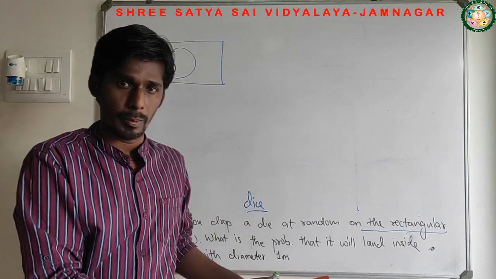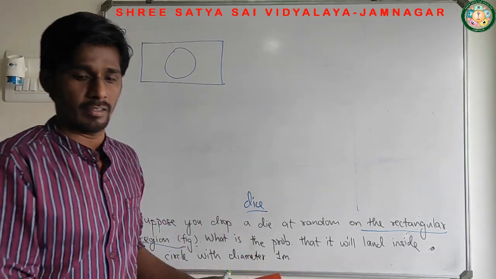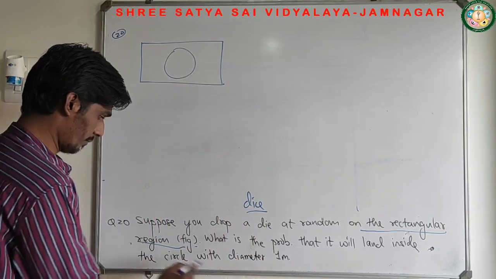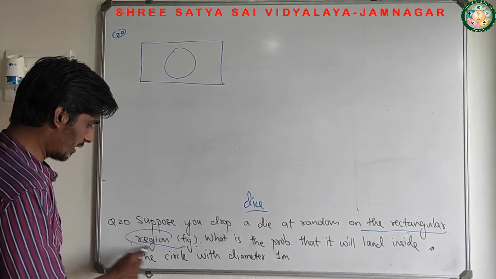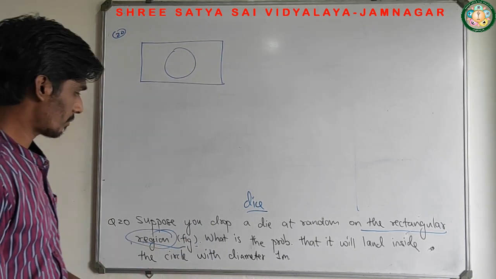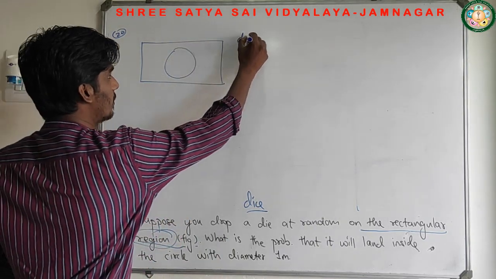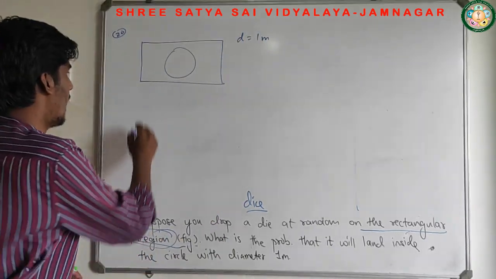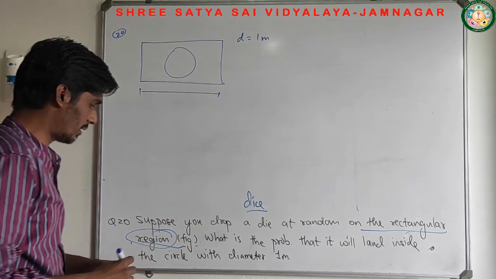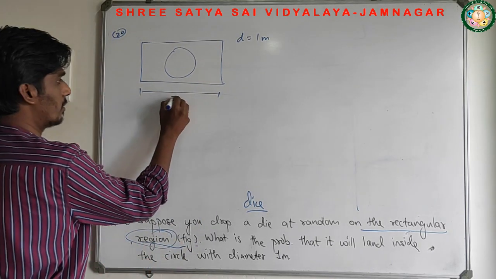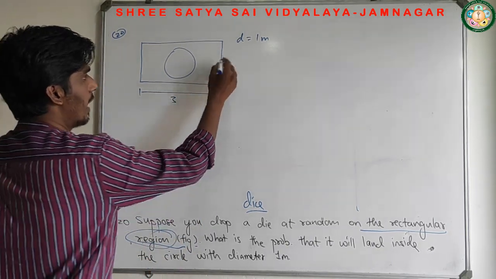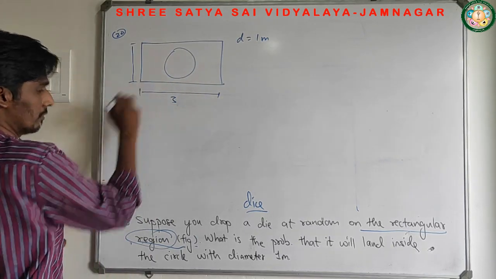First time for probability we are finding the area, as it's related to what? Region. It's related to region. Diameter of circle is what? Diameter of circle is given 1 meter and the length of the rectangle is given how much? It's given 3 meter. 3 and here it is given what?